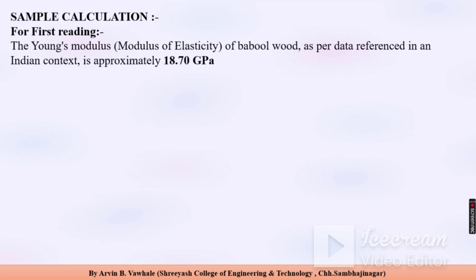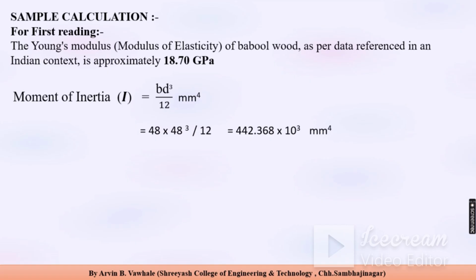These are the sample calculations for the first reading. The Young's modulus, that is the modulus of elasticity of bamboo wood, as per data referenced in an Indian context, is approximately 18.7 gigapascal. For this we need the moment of inertia of the wooden beam, which is equal to b into d cubed divided by 12, unit is mm to the power 4, which is equal to 48 into 48 cubed by 12, which gives 442.368 into 10 cubed mm to the power 4.